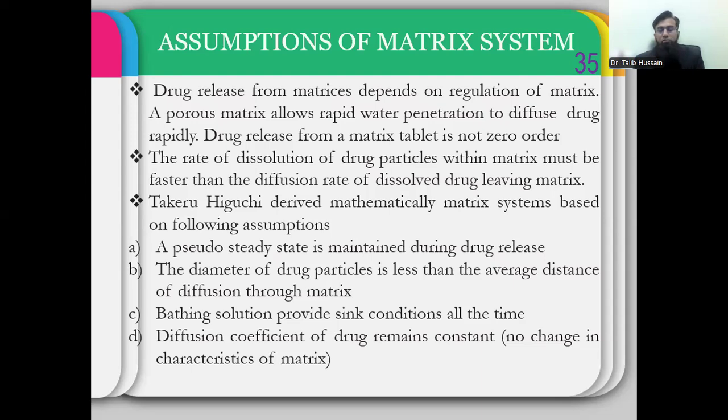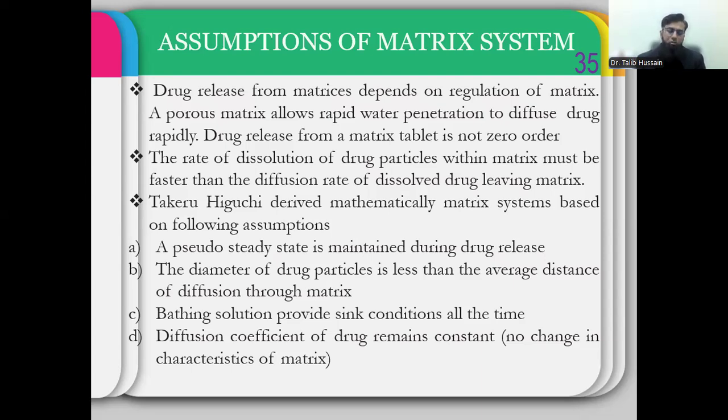It means there will be no change in the characteristics of the matrix. For example, the matrix is not eroding, the matrix is not swelling. If it is not eroding and not swelling, then the diffusional coefficient of the drug will remain constant. Then this equation can be derived. So there are 4 assumptions on the basis of which Takiro-Higuchi derived an equation for the matrix system which is independent of the concentration, so it is not zero order but near zero order.